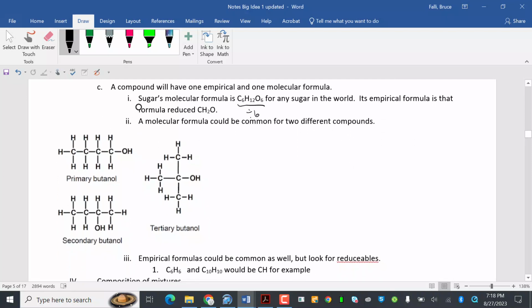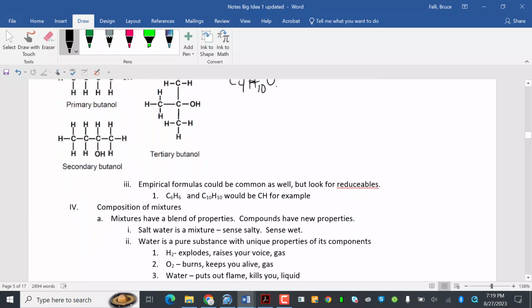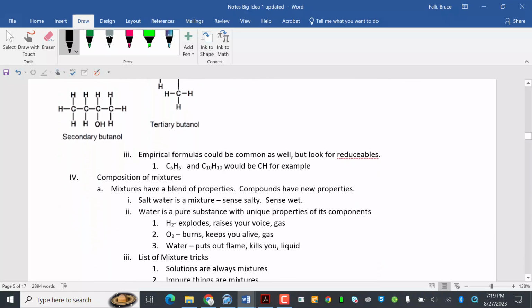A molecular formula could be common for two different compounds. So all of these formulas, if I write them out, are the same, right? So there's C4, H, 1, 2, 3, 4, 5, 6, 7, 8, 9, 10, H10O. But these are different things because they're arranged differently. Okay? So each of these are C4H10O. Empirical formulas could be common as well, but look for reducible things. So C6H6 and C10H10 would be CH.